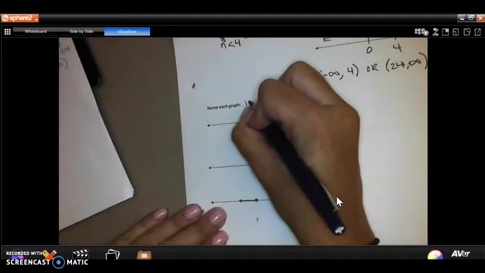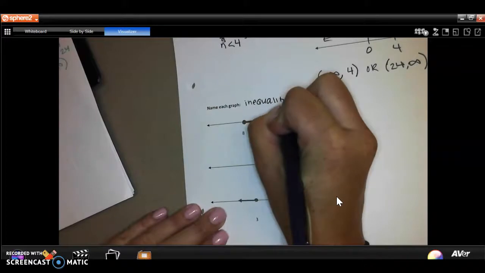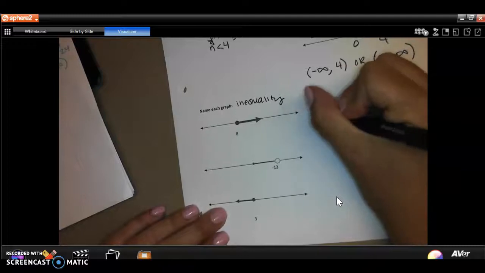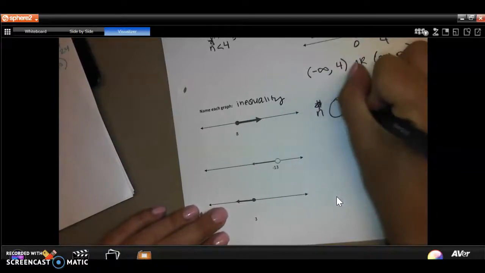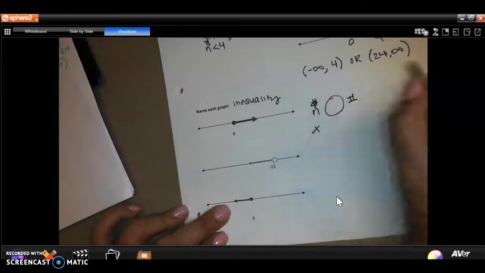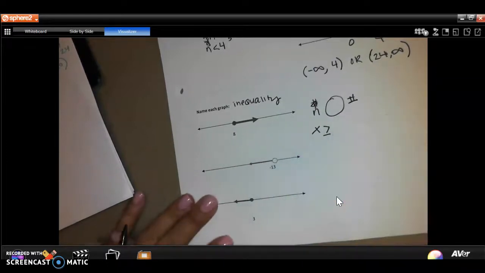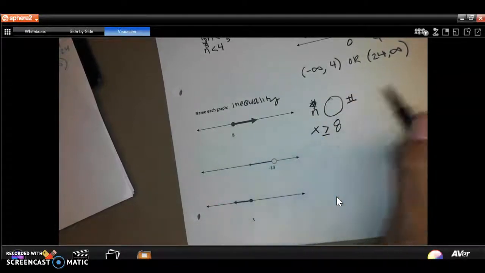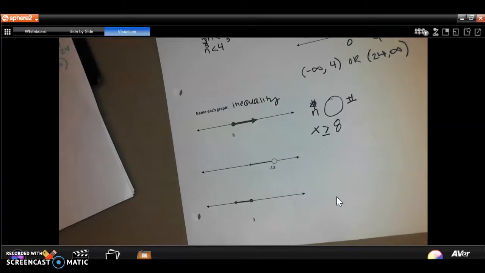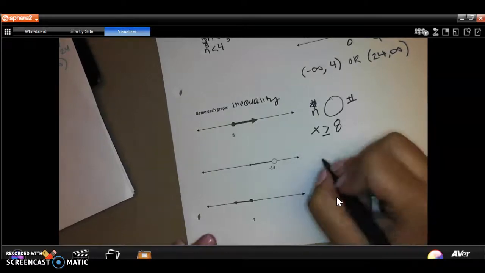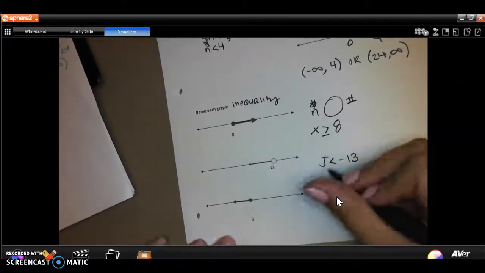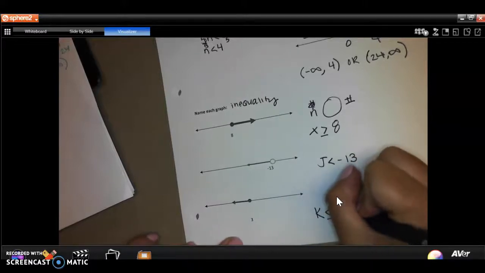Name each graph. All right, this is an inequality, which means that you're going to have a variable, a symbol, and then the number. So for this one, I'm going to say x, closed circle, it's greater than or equal to 8. Go ahead and try these next two on your own. Freeze the screen and then see if you did the same that I did here. For this one, I'm going to say j is less than negative 13. This one, k is less than or equal to 3.